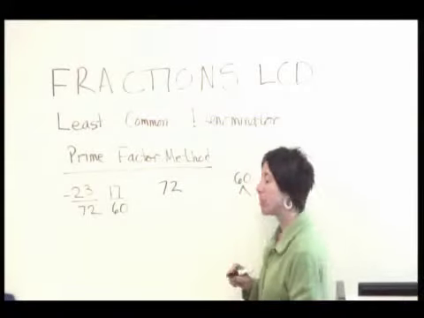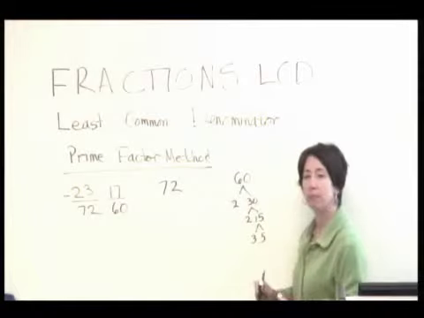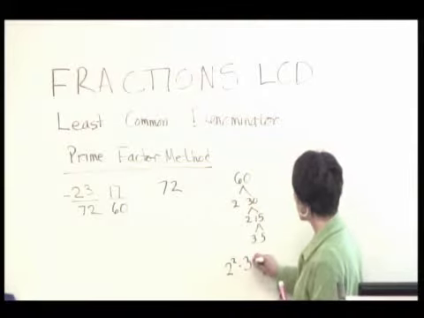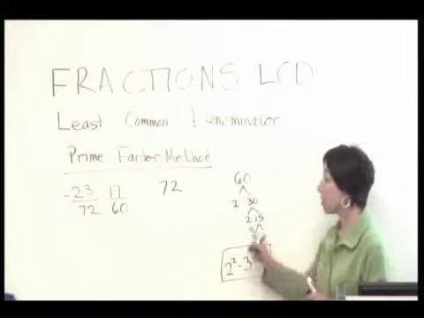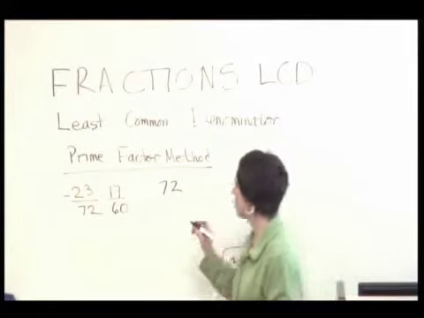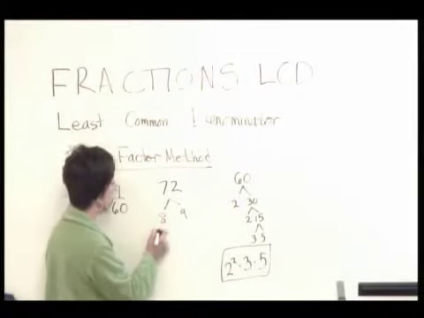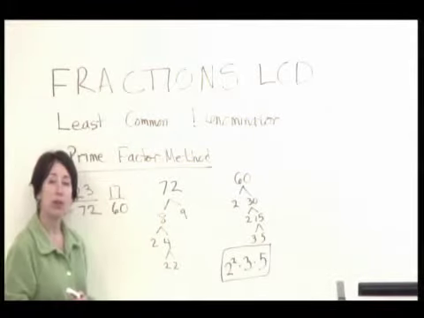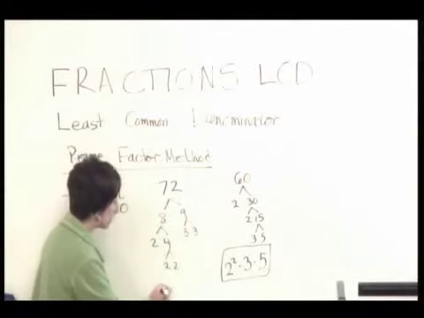I'll start with 60. Let's do 2 times 30, 2 times 15, 3 times 5. So I have 2 to the second times 3 times 5. And that's my prime factorization for 60. Now let's look at 72. I'm going to do 8 times 9. So I prime factored 8. Now let me prime factor 9. Okay.